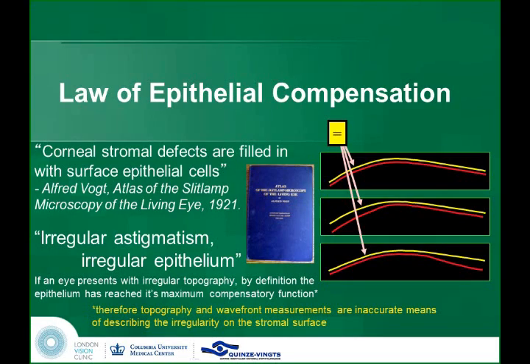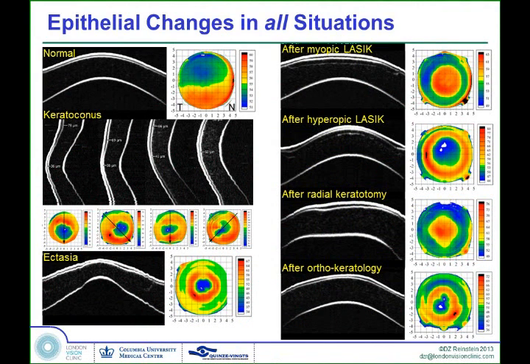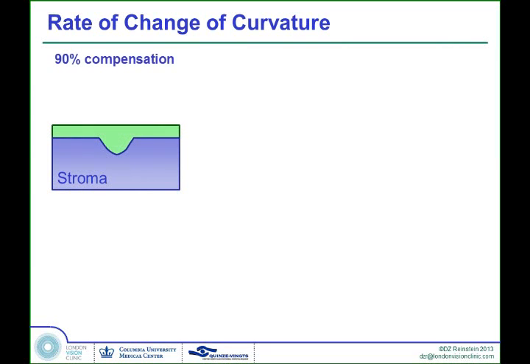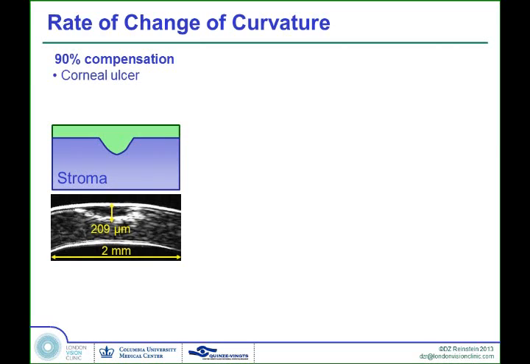Fact. Now, I showed you earlier that the epithelium changes in all these situations: ectasia, keratoconus, myopic, hyperopic, radial keratotomy, orthokeratology. But of course, now if we go to the level 2, we're talking about how. And the answer is, it's all to do with the rate of change of curvature of the stromal surface. For example, a very limited, small, punched-out hole with a very high rate of change of curvature will get 90 to 100% compensation. And in fact, you may not even see it, as you know from a deep corneal ulcer, which eventually heals. Here's a deep corneal ulcer, 209 microns, totally filled in by epithelium, no surface defect on the topography.